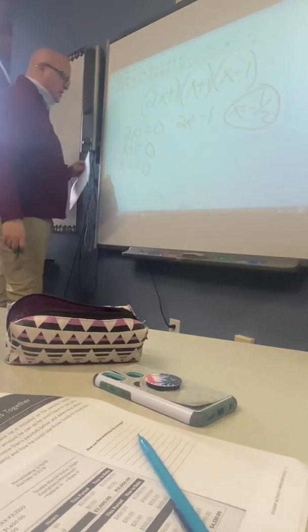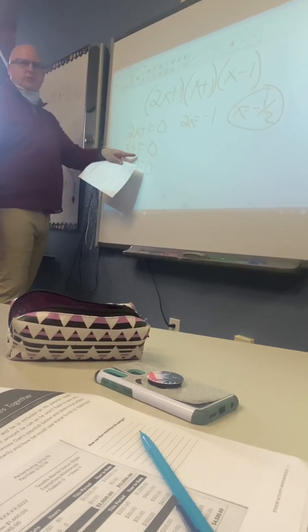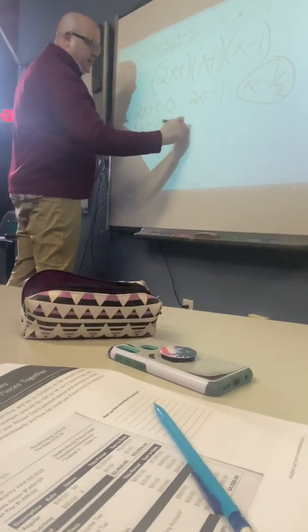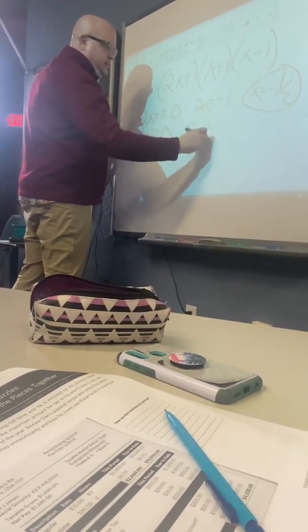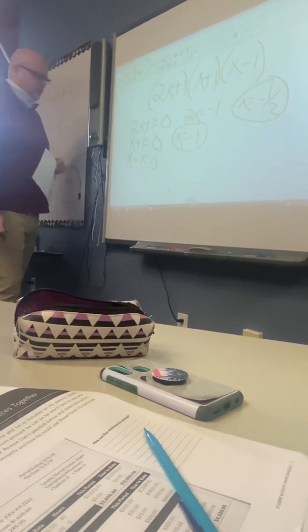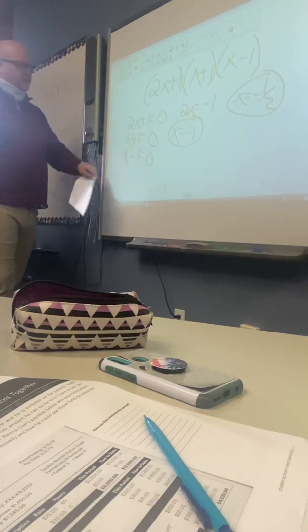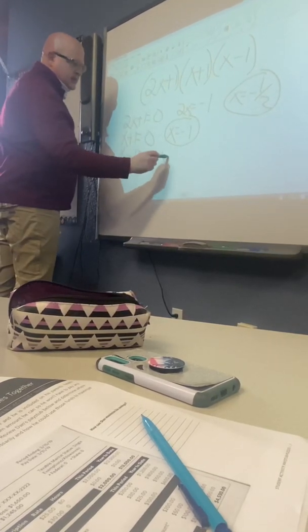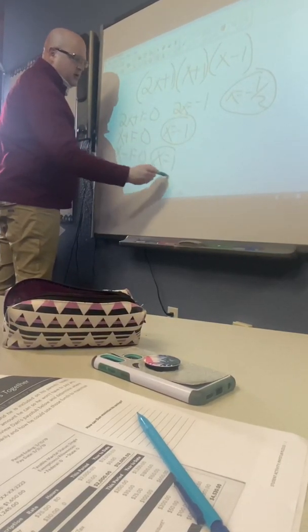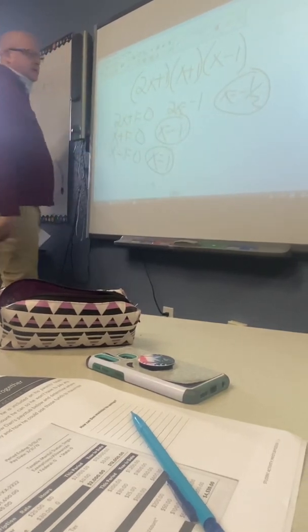Answer number 1. We have a plus 1 there. Subtract 1 from both sides. So x is a negative 1. Second answer. We have a negative 1 here. That means we have to add 1 to both sides. So x is 1. So there's a 1, 2, and 3 answers.